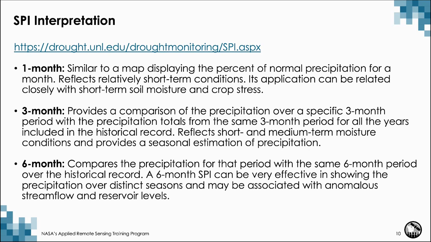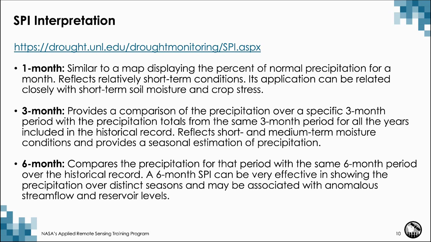The three-month SPI provides a comparison of the precipitation over a specific three-month period with the precipitation totals from the same three-month period for all the years included in the historical record. It is important to compare the three-month SPI with longer timescales. A relatively normal three-month period could occur in the middle of a longer-term drought that would only be visible at longer timescales. Looking at longer timescales would prevent a misinterpretation that any drought might be over.